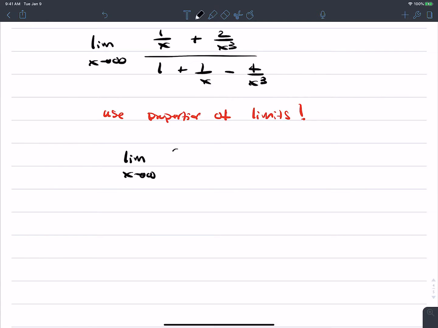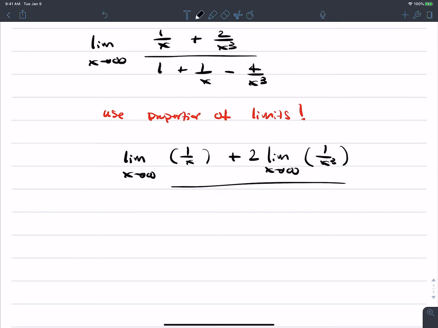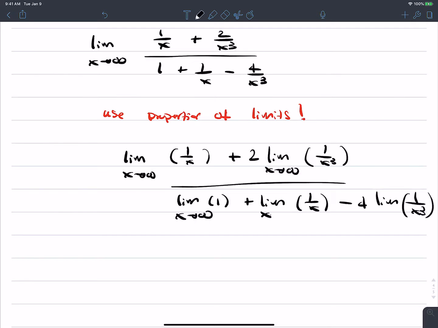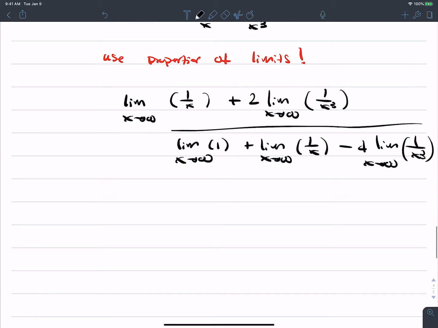Limit as x goes to infinity of 1 over x plus 2 times the limit of 1 over x cubed, over the limit of 1 plus the limit of 1 over x minus 4 times the limit of 1 over x cubed. All by properties. Okay, let's see what happens here. Let's actually make it look a little nicer here.